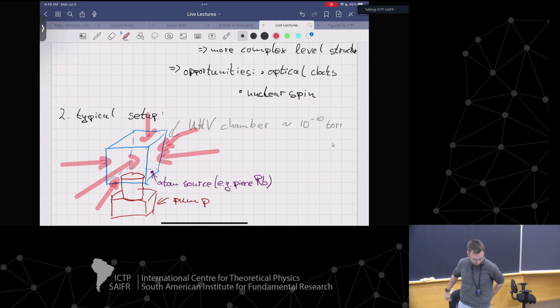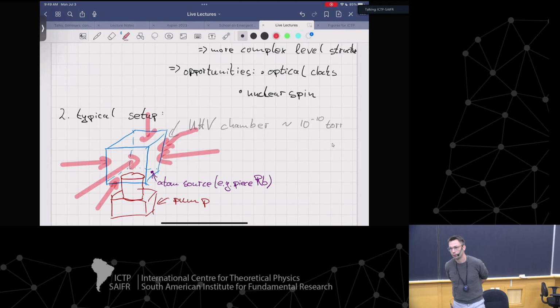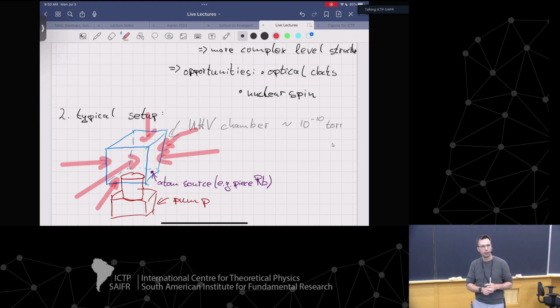So, Professor, the kind of cooling that you use is like Doppler cooling or stuff like that? Or it's a different one? No, it's a great question. So we will get into that. The question was, is it Doppler cooling? And there's Doppler cooling, sub-Doppler. There's actually a whole family of all kinds of cooling.